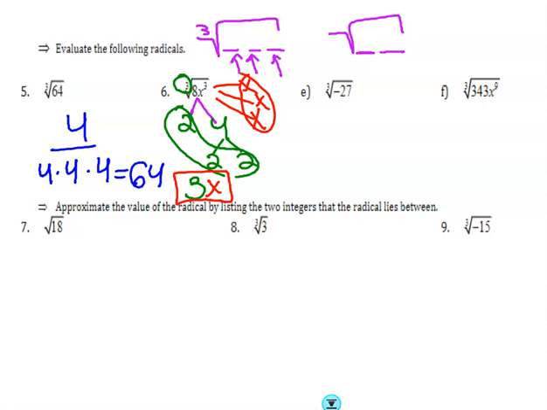All right, I have the cube root of negative 27. All right, let's break apart 27. So what two numbers multiply to 27? Well, that's 9 times 3.